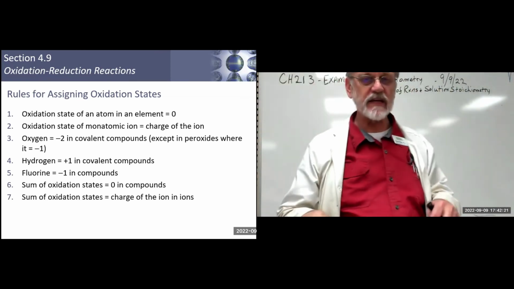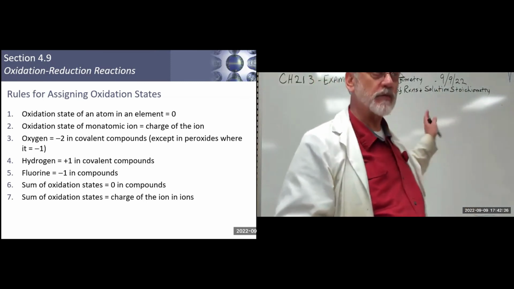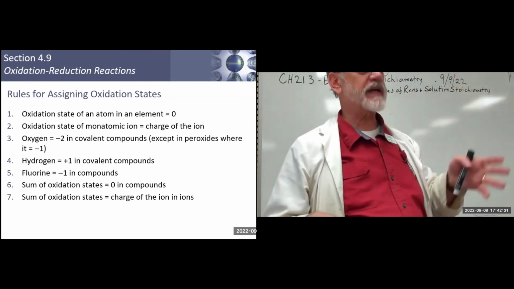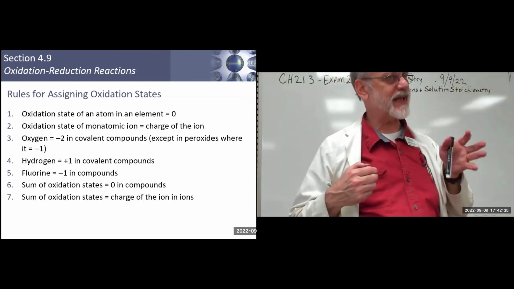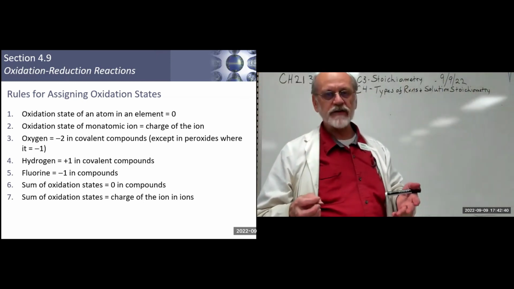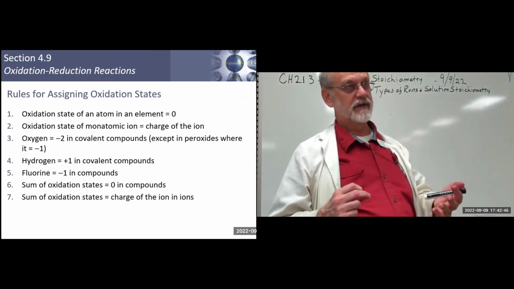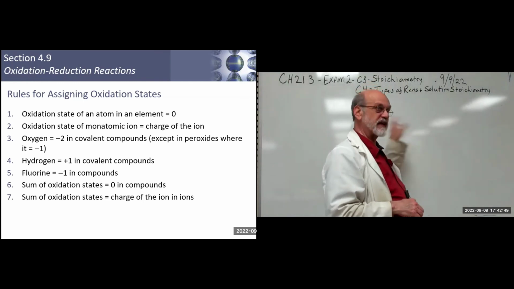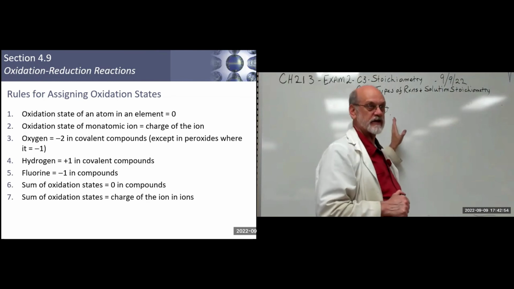The oxidation state of an atom in an element is 0. So the sodium was 0, the chlorine was 0, any element from the periodic table is 0. It's kind of like charge, but not exactly. It doesn't have to be charged. Sometimes it is. The oxidation state of a monatomic ion is the charge on the ion. So if we have a solution with individual ions, then the charge on that ion is its oxidation number.